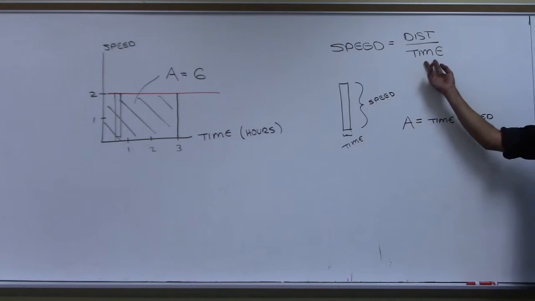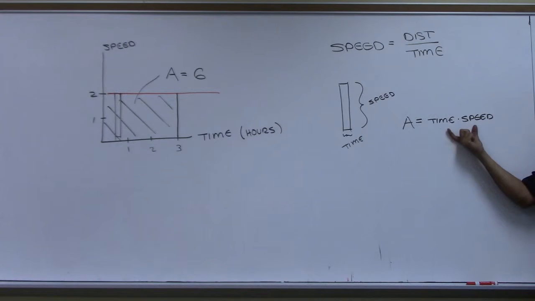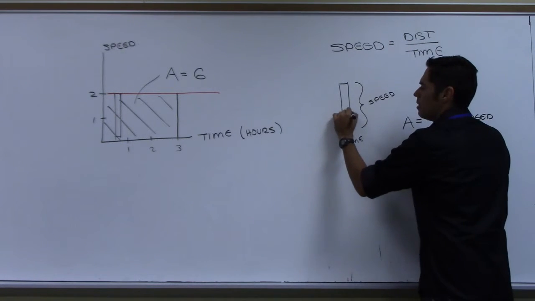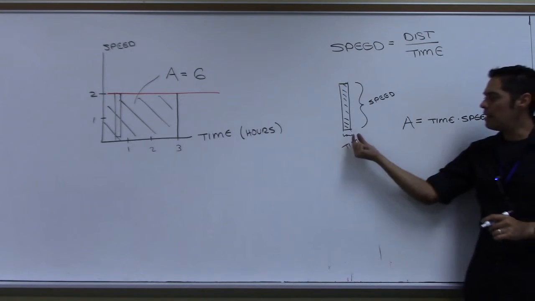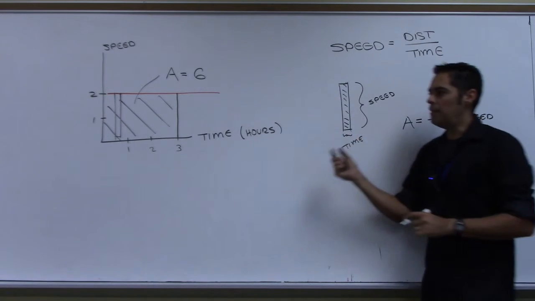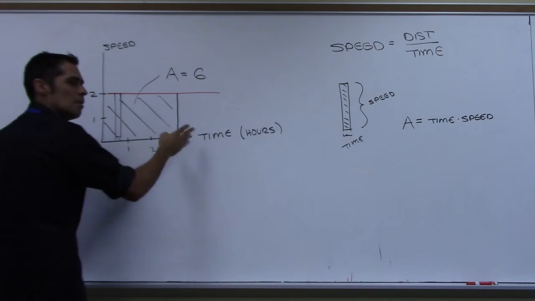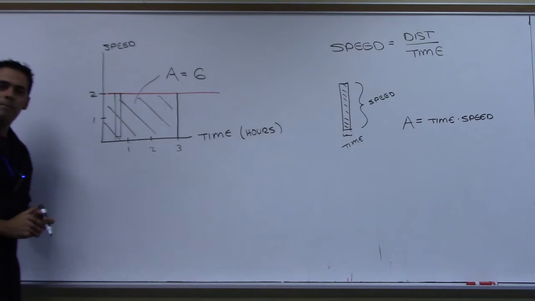So if I multiply both sides by time, distance is time times speed. So this has got to be a measurement of distance, right? So this little area is the measurement of how far I went on that little sliver of time. Agreed? And if you add them all up, that gives me the total distance I traveled. Okay?